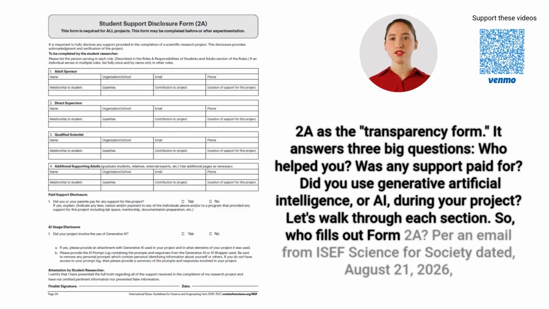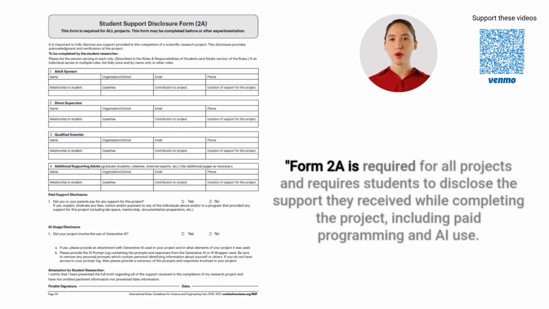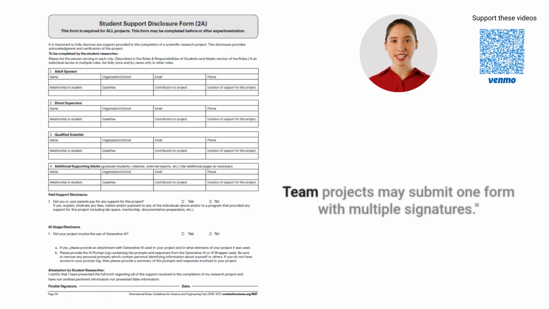So who fills out Form 2A? Per an email from ISEF Science for Society dated August 21st, 2021, Form 2A is required for all projects and requires students to disclose the support they received while completing the project, including paid programming and AI use. Team projects may submit one form with multiple signatures.